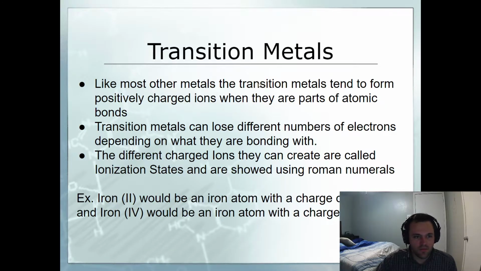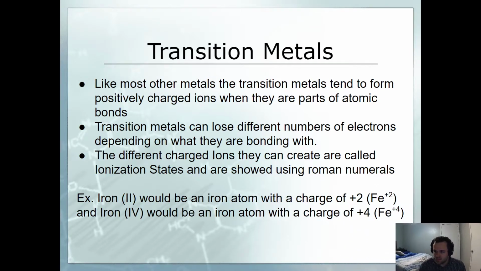All right, so like most other metals, the transition metals tend to form positively charged ions, so they are usually the cation. They like to give away electrons rather than take electrons from other things. And they can give up different numbers of electrons depending on what other atoms they're bonding with. All right, so those different ions that they can create with different charges are called ionization states.